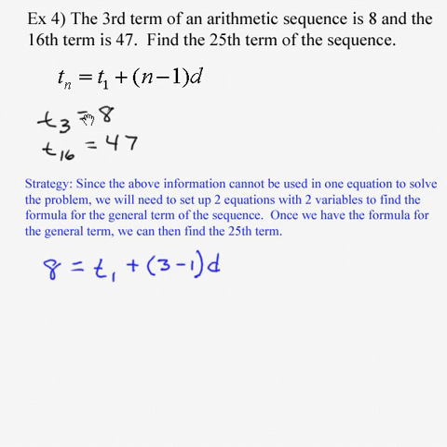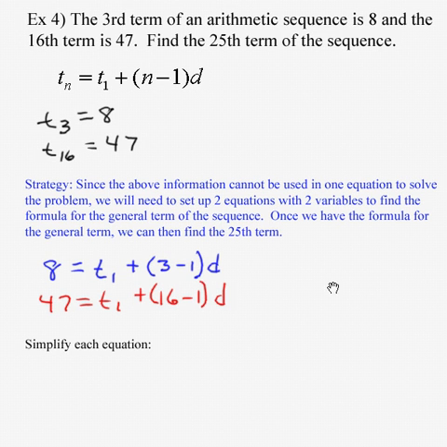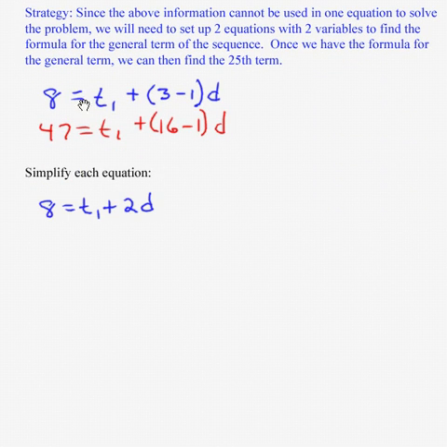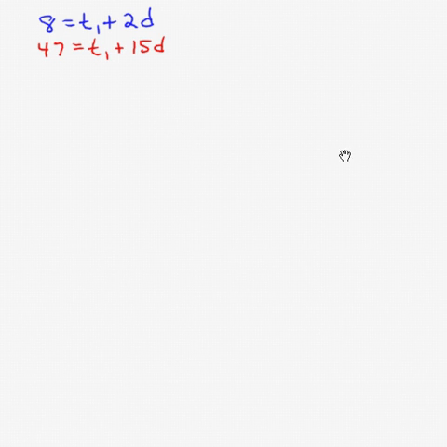So let's take the third term equals 8, put that in the formula, and say 8 is equal to the first term plus, that's the third term, so that's 3 minus 1 times d. And if we put in the second piece of information, 47 is equal to the first term plus 16, because that 47 is the 16th term, minus 1 times d. Let's simplify each of those two equations. 3 minus 1 is 2, and in the red, 16 minus 1 is 15. We now have two equations, two variables.